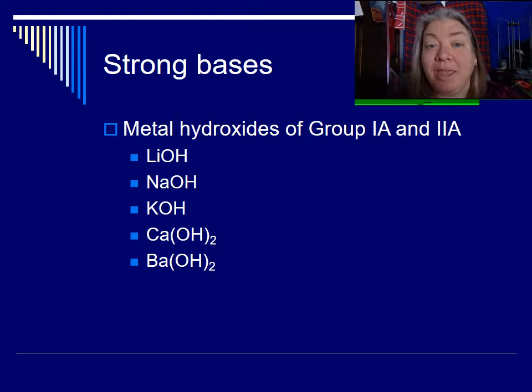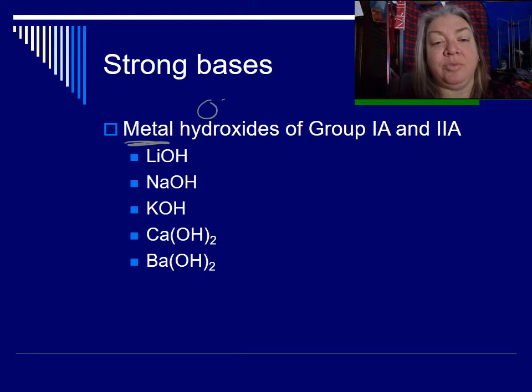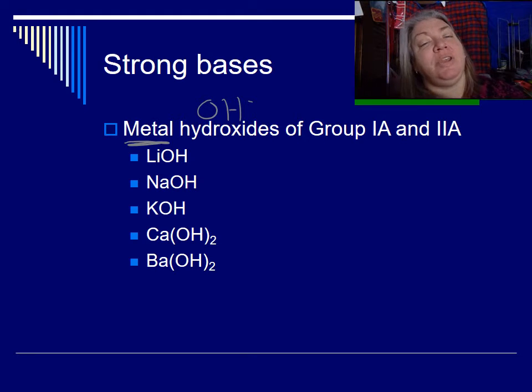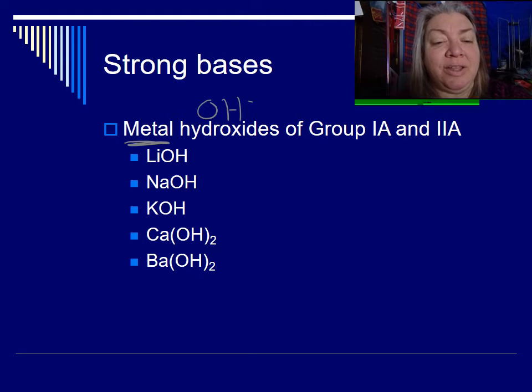Now, your strong bases are metal hydroxides of group 1 and 2A. Metal hydroxides, so we have some sort of a metal, we have some sort of an OH, hydroxide, and these are going to be group 1 and 2A, your alkali metals and your alkaline earth. Now, this one isn't quite as cut and dry as the strong acids are, but this is the general rule of thumb that we use. So let's see if we can name these.